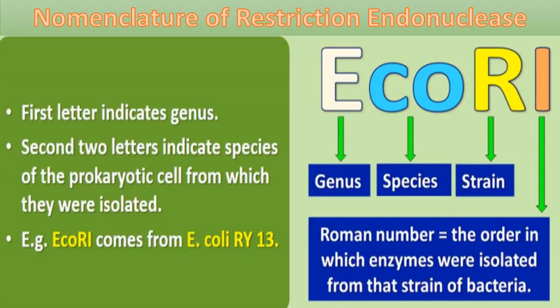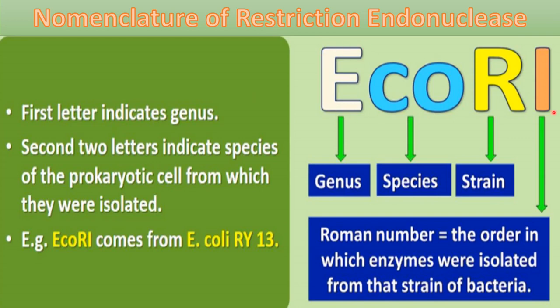In the previous lecture we were discussing the tools of recombinant DNA technology, and we covered the first tool, that is restriction enzymes. Today we will discuss the nomenclature of restriction endonucleases, that is, how names like EcoRI are given to these restriction endonucleases.